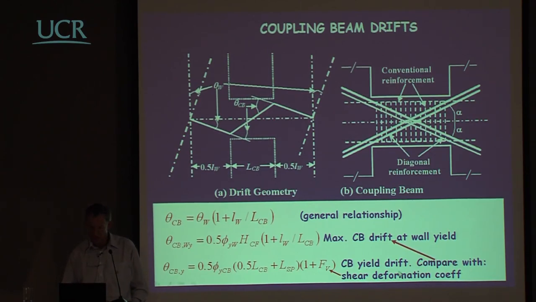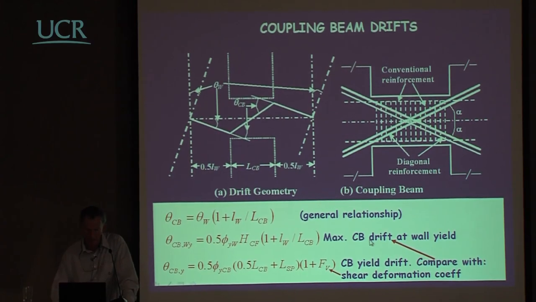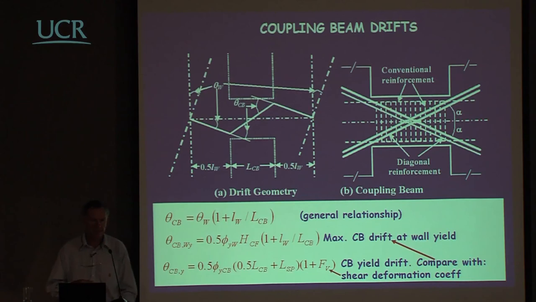So if we look at this expression here, we can take the rotation of the wall itself at the contraflexure height, which is where the drift will be a maximum itself. We say that we just take the yield drift, which is shown here, and we multiply that by that relationship, and that gives us what the maximum coupling beam drift will be at the wall drift, at the wall yield. And we can compare that with the coupling beam yield drift itself. This is just to get some idea as to which is going to yield first, the coupling beams or the wall. We know the answer, but we don't know the relative magnitudes.